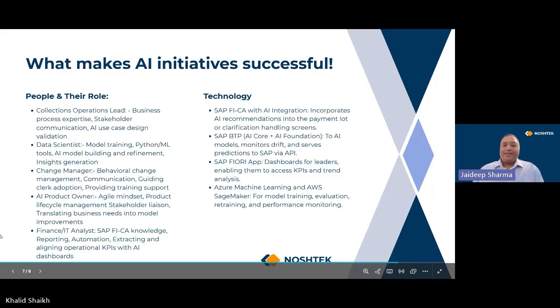They know how to validate whether the AI's recommendations make sense in real operations. They are the voice of the business and the anchor of the project. A data scientist is where the AI comes to life. He trains the machine learning model using historical clearing decisions, the human wisdom that already exists in your team. They fine tune the model, they monitor its accuracy, and they make sure it continues improving over time.